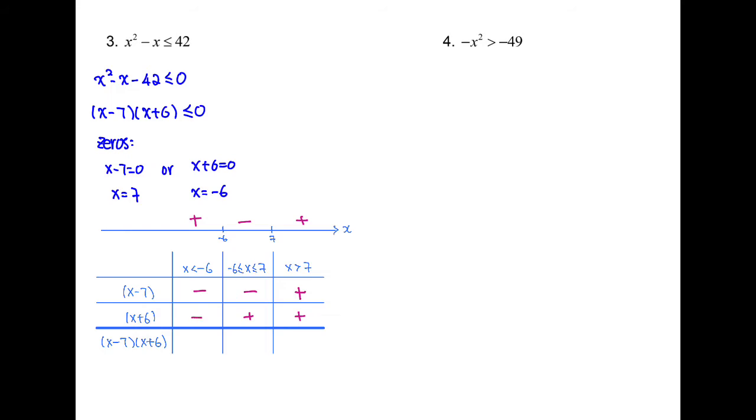And now we're going to multiply them together. Positive times positive is going to be positive. Negative times positive is going to be negative. Negative times negative is going to be positive. Now, we have the same positive negative sign on the line as the first one.